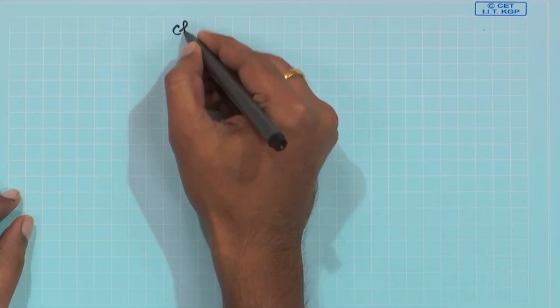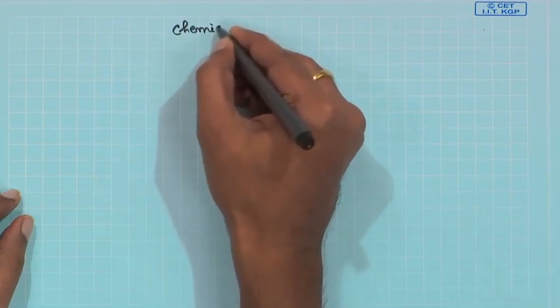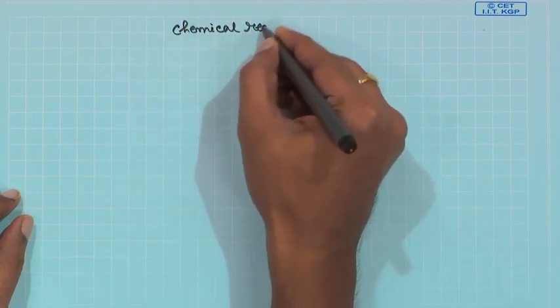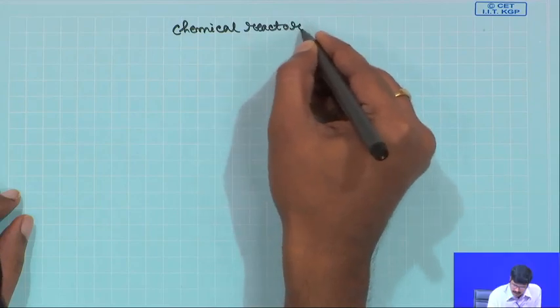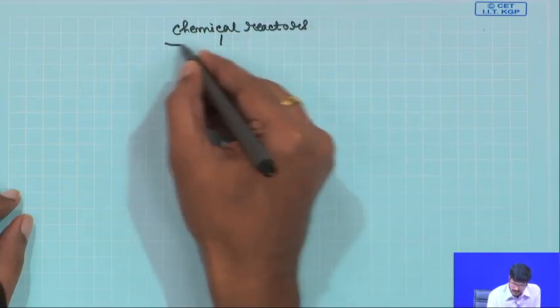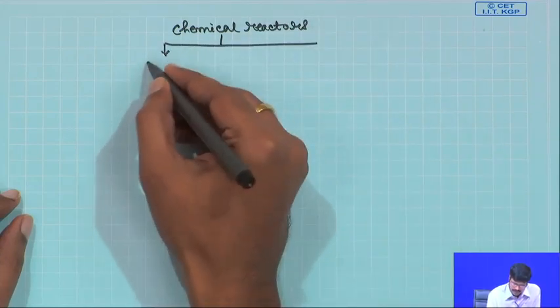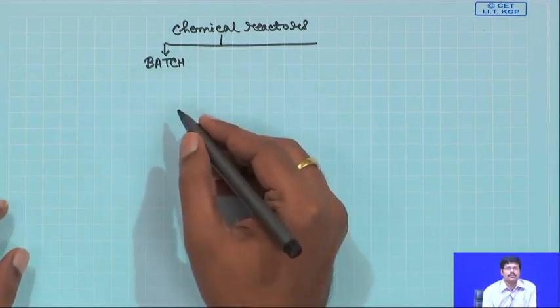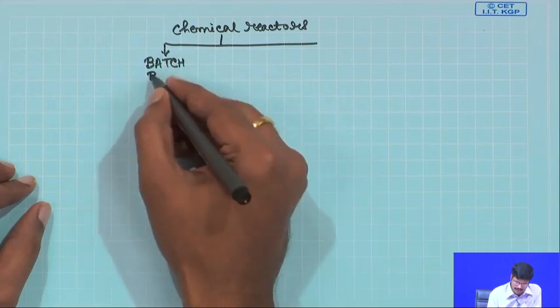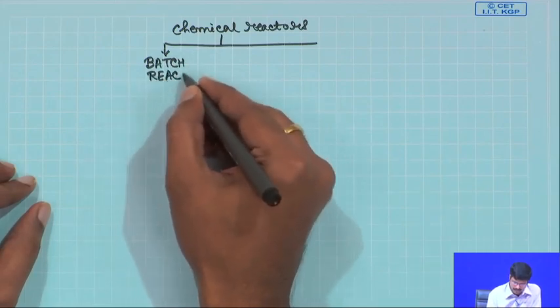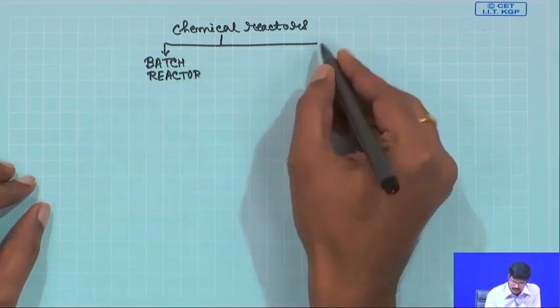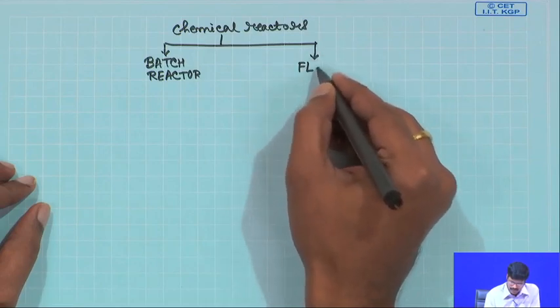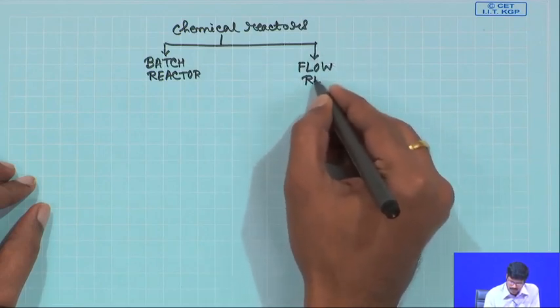So, we will begin with chemical reactors. In general there are different kinds of reactors. So, you can have what you call a batch reactor, and you can have a flow reactor.